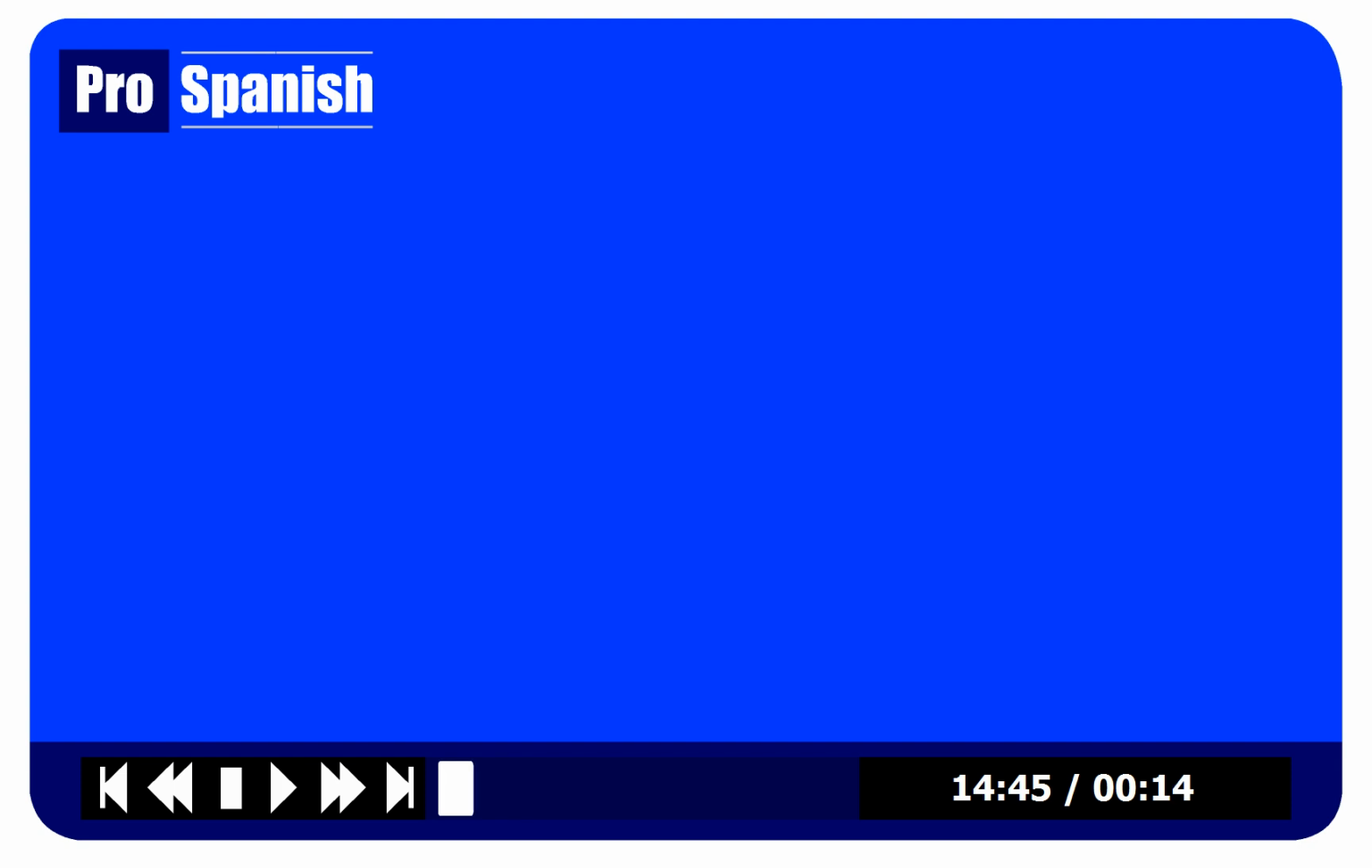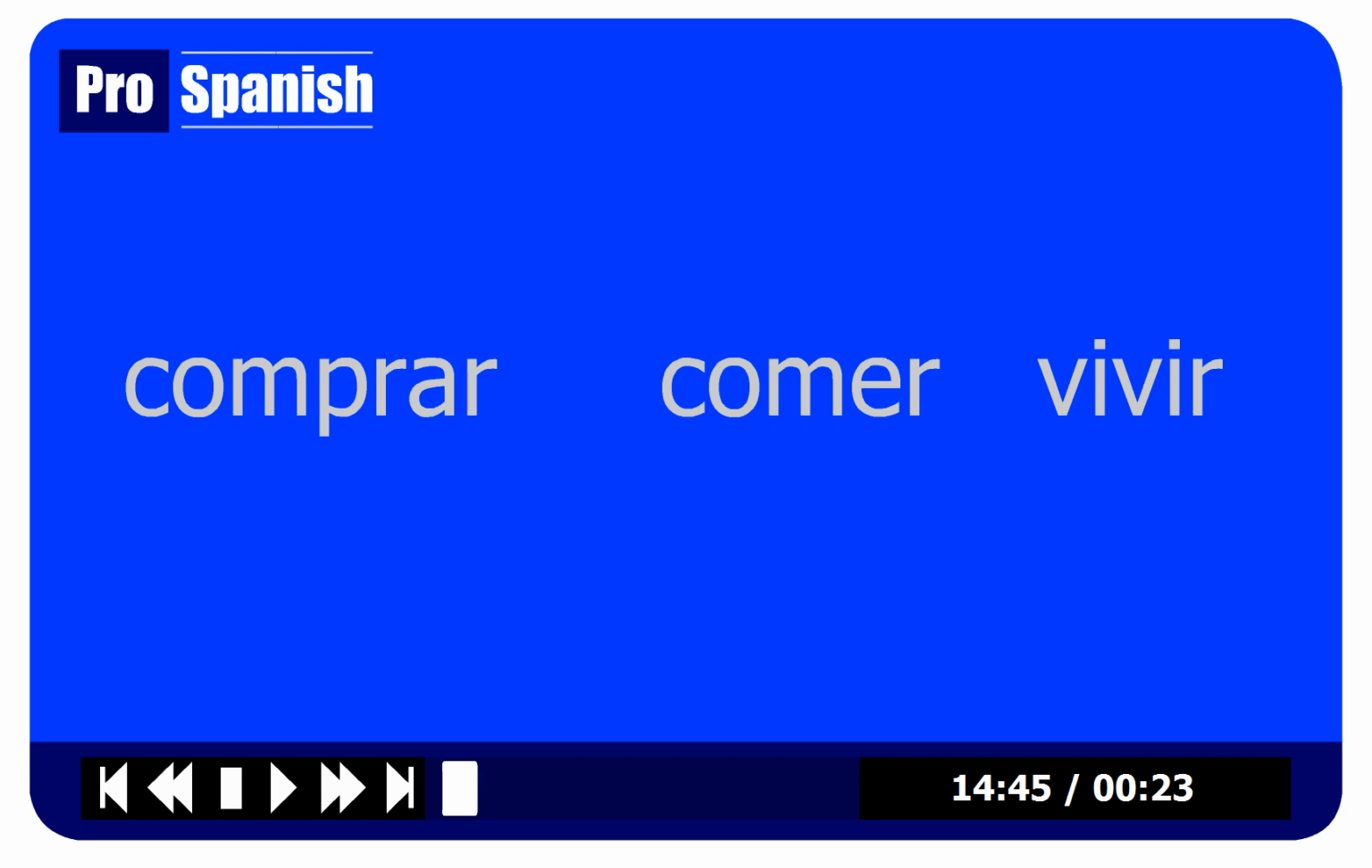Here are the three verbs that we're going to use to introduce our tenses. Comprar, to buy, comer, to eat, and vivir, to live. So comprar, comer, vivir.